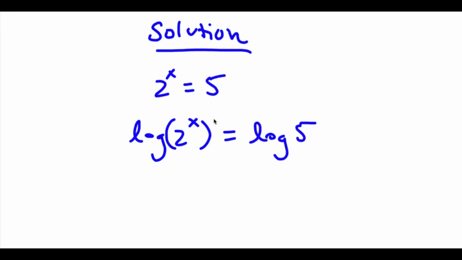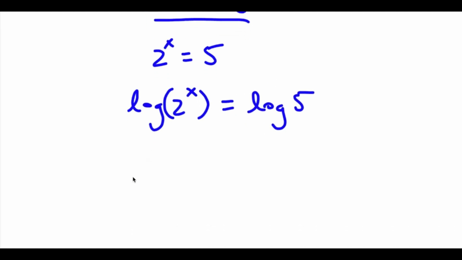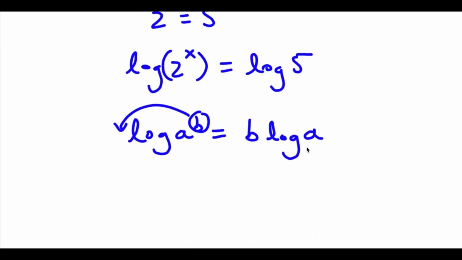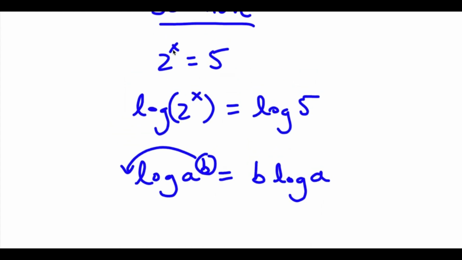And now I can use an important property of logarithms, which states that if I have something in the form log a to the power of b, I can move this exponent b to the front of the logarithm. So this would equal b times log a. And the reason why this property is so important is because in its current form, we're trying to solve for x, and x is an exponent here, right?